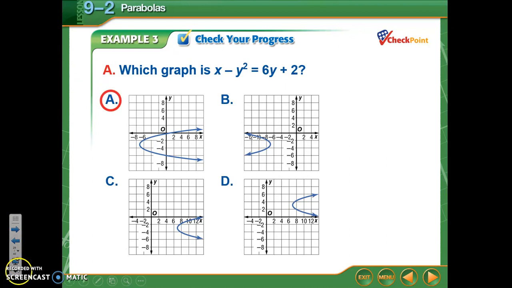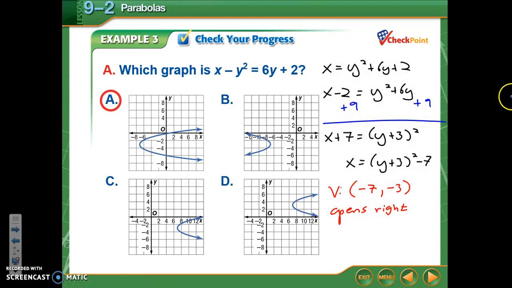A is our answer. All right, and here's the work to show you how to complete the square. This one was a little easier because I didn't have to factor anything out of my y squared plus 6y. I end up with a vertex of -7, -3. And because a is +1 here, I know it opens to the right, and that's enough information to answer this question.